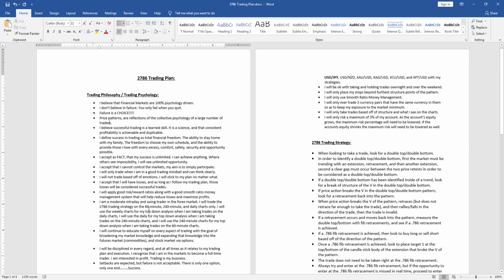But I also added in quite a few things. Like this: I'm a moderate intraday swing trader in the Forex market. I will only trade the 2786 trading strategy on the 60-minute and 240-minute charts, so the 4-hour chart, and daily charts only. I will use the weekly charts for my top-down analysis when I'm taking trades on the daily charts. I will use the daily for my top-down analysis when I'm taking trades on the, you can read the rest, and so on and so forth.